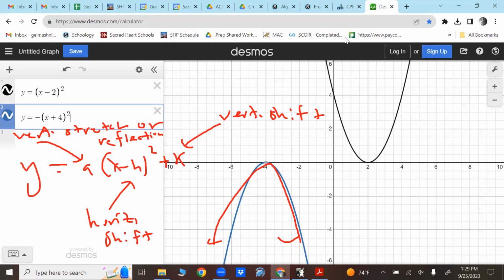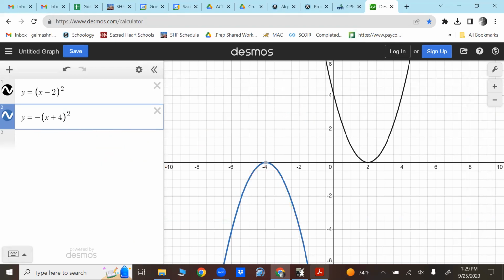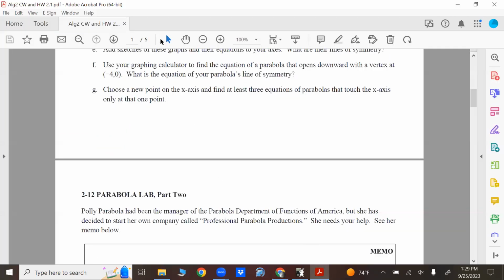And I'm going to repeat all the stuff. Don't worry, I'm going to summarize this on the next page. I'm going to write this again on the next page, so don't worry about it. I'll write more nicely on the next page. Okay, so going back to this one more time. Now, for part G, the line of symmetry was x equals -4 for part F. Sorry about that. Choose a new point on the x-axis. Find at least 3 equations. Don't worry about it. Let's just skip it because we're going to do this again on the next page.